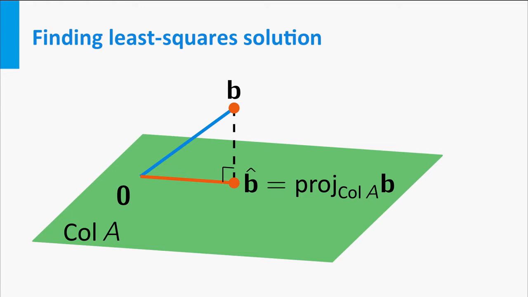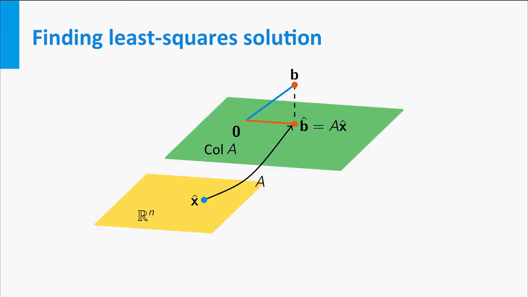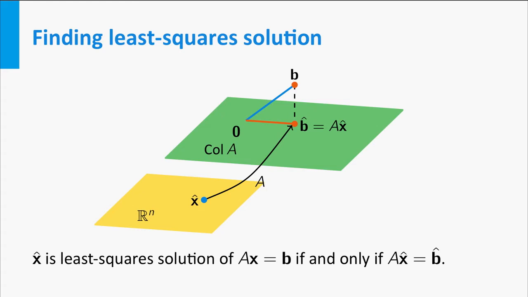A least squares solution x hat must have the property that A times x hat is as near as it can get to b. But since A times x hat lies in the column space of A as well, x hat must satisfy A times x hat equals b hat. In other words, the set of all least squares solutions of the system Ax = b is the set of solutions of the modified system Ax = b hat.